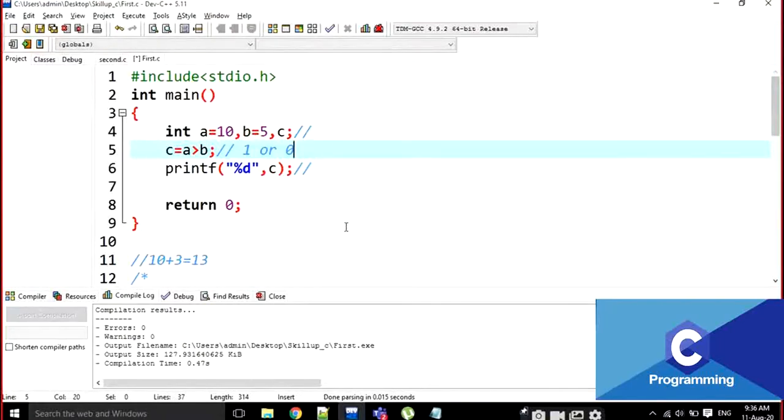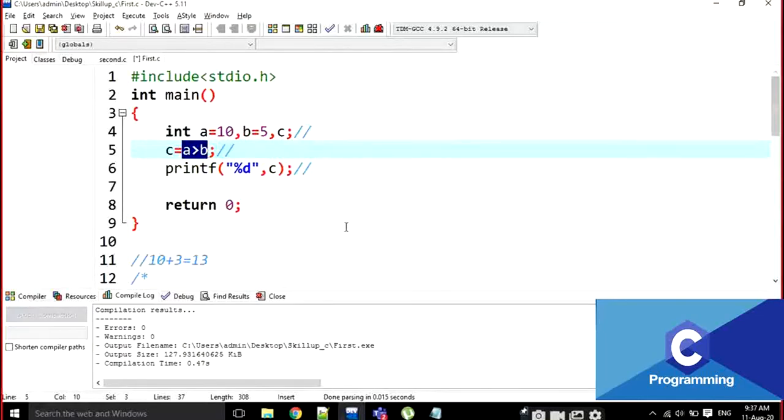1 represents true. That means every time you have to read a relational operator like this: A is greater than B, and we have to put a question mark. That is a question every time. A relational operator or a logical operator is asking a question. Is A greater than B?